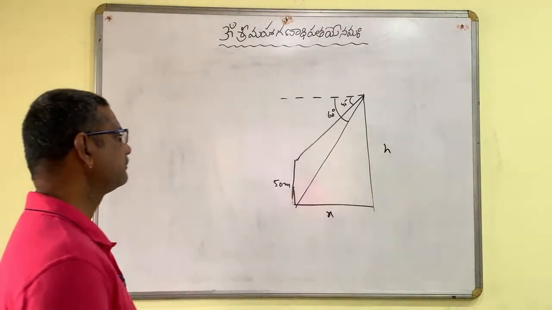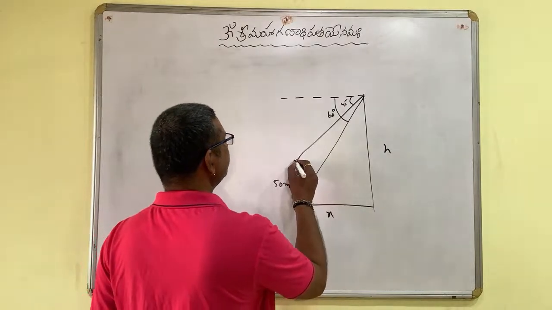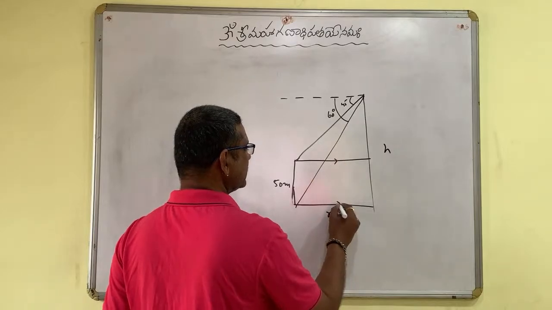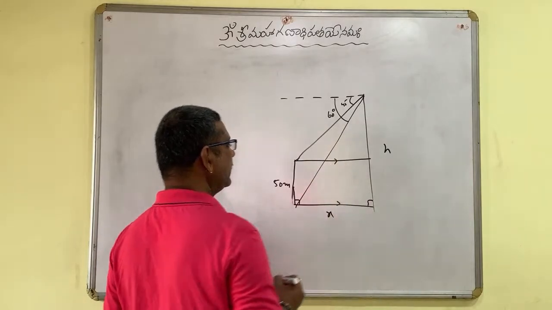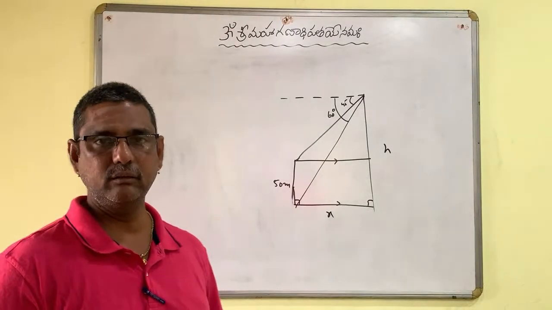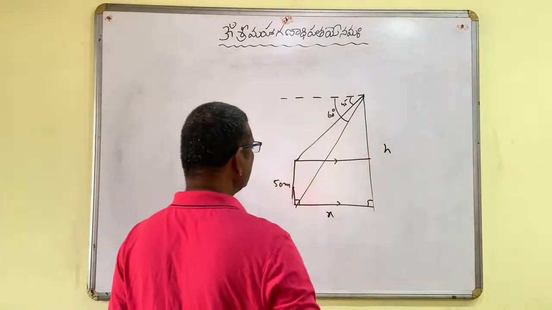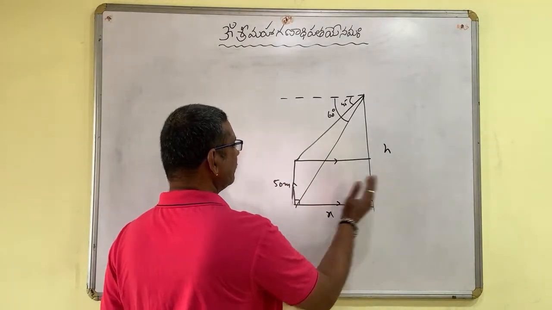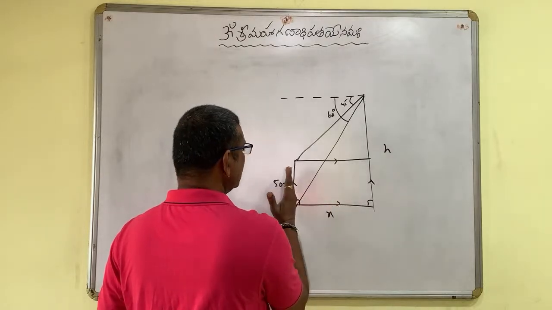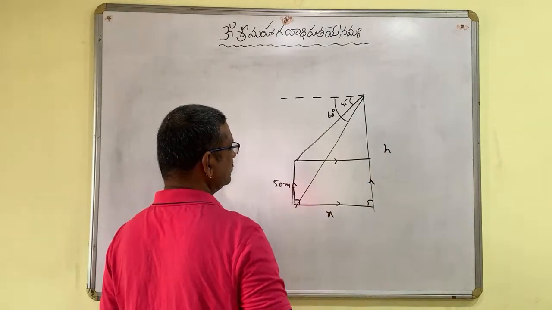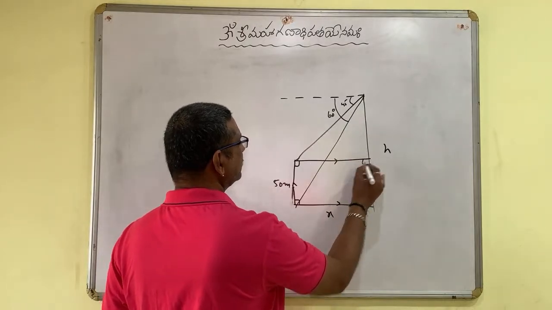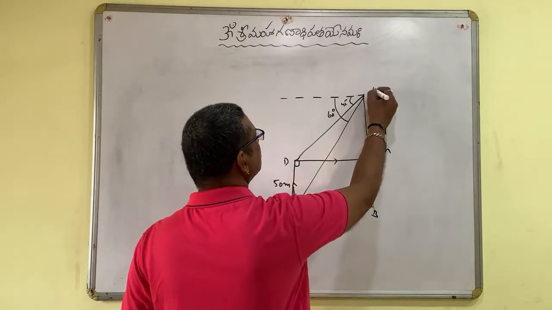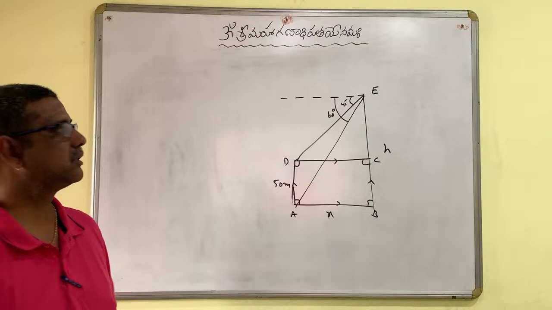Applications of trigonometry. What we have to do is imagine a line over here which is parallel to the base, and we know the building and tower are both perpendicular to the base. These two are also parallel to each other. Building and tower are both perpendicular to the base as well as parallel to each other. So surely we can say that ABCD is a rectangle. E is the point of observation.